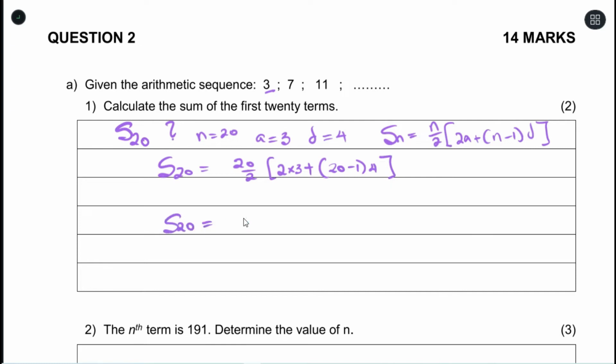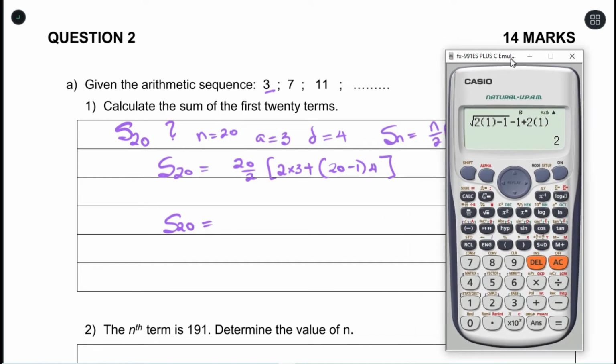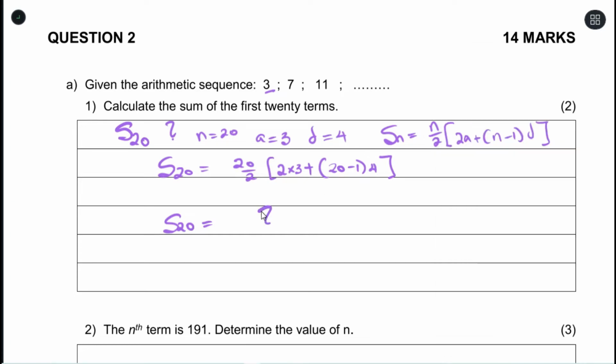Okay, so I'm just going to substitute all this in my calculator. This is just going to give me, let's see. Okay, so the answer is 820. So the sum of the first 20 terms is 820.